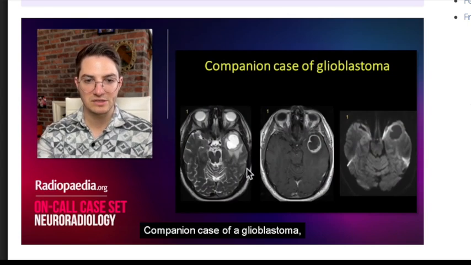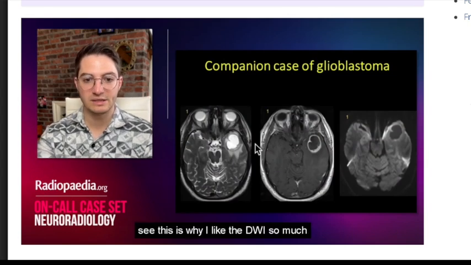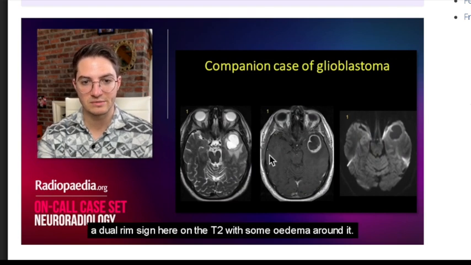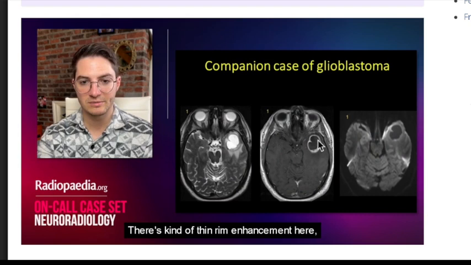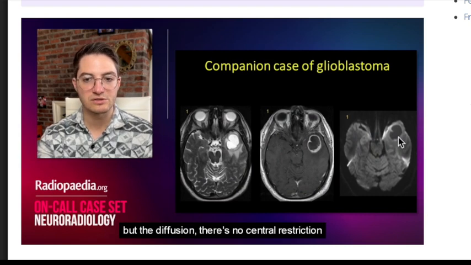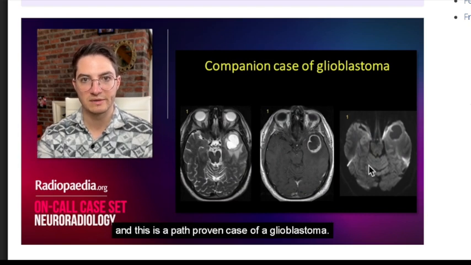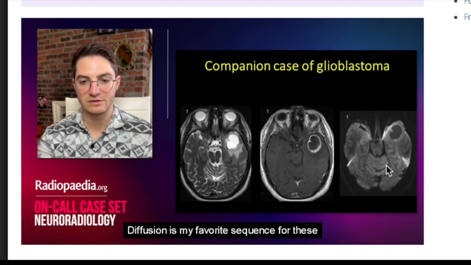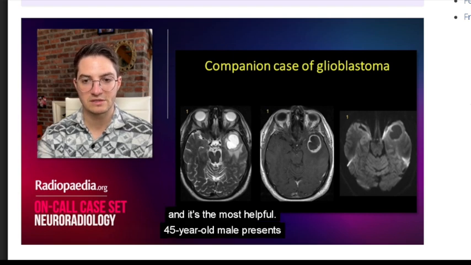Companion case of a glioblastoma. See, this is why I like the DWI so much, because this almost looks like a dual rim sign here on the T2 with some edema around it. There's kind of thin rim enhancement here, but on the diffusion, there's no central restriction, and this is a path-proven case of a glioblastoma. So you really got to pay attention to everything. Diffusion is my favorite sequence for these, and it's the most helpful.